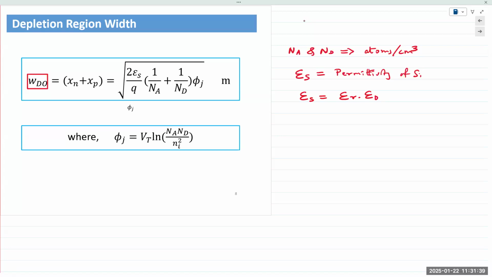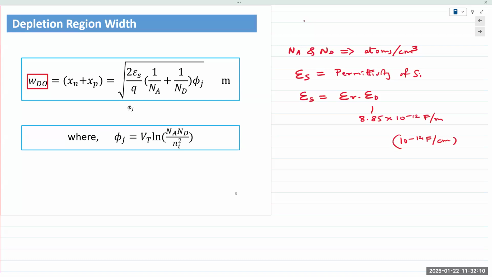Okay, so again, everything would be given to you, or if it's not given to you, you can always look it up. Epsilon 0, which is absolute permittivity, is 8.85 times 10 raised to minus 12 farads per meter. If you do centimeters, it would be 10 raised to minus 14 farads per centimeter. So just keep that in mind.